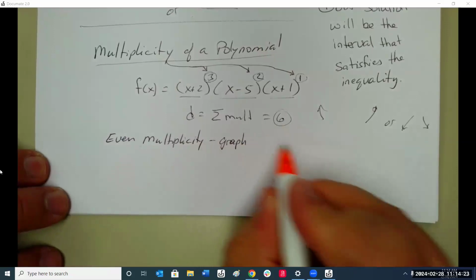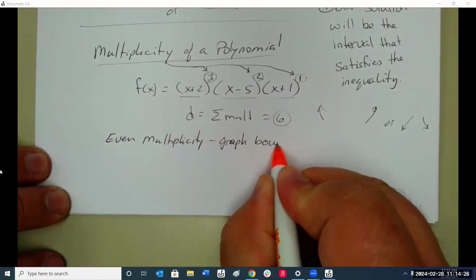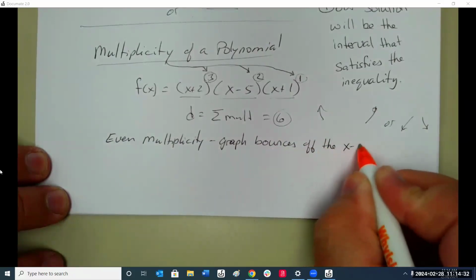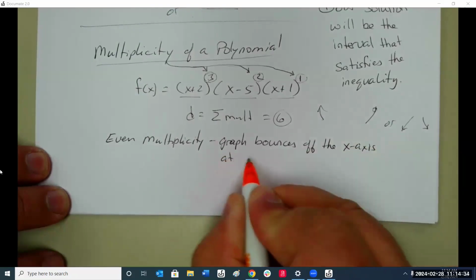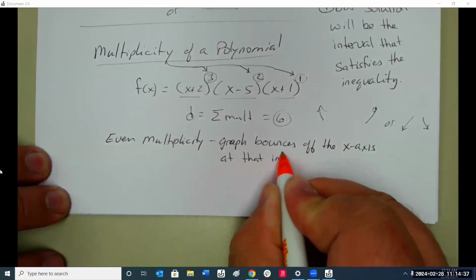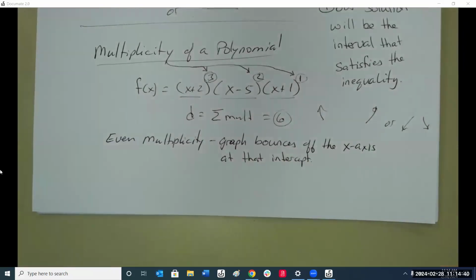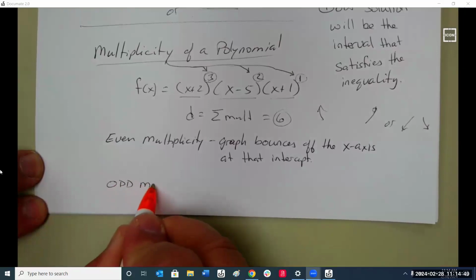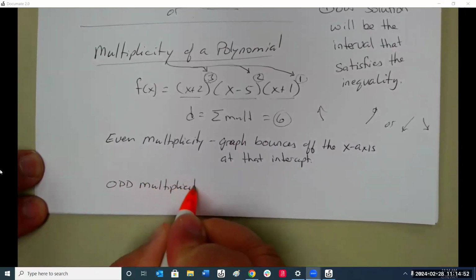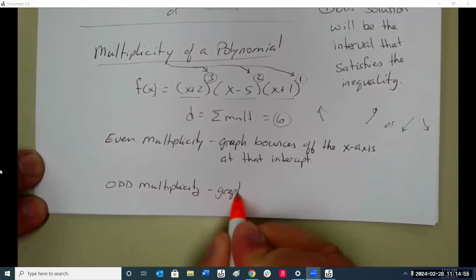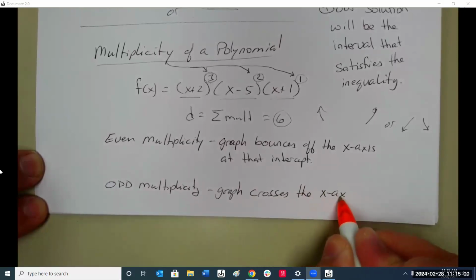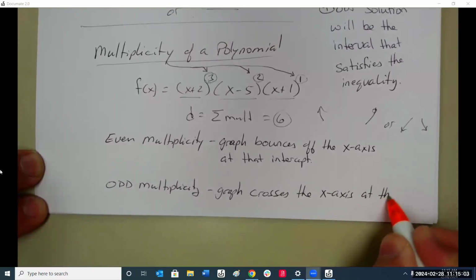When the multiplicity is even, the graph bounces off the x-axis at that intercept. If it's an odd multiplicity, the graph crosses the x-axis at that point.